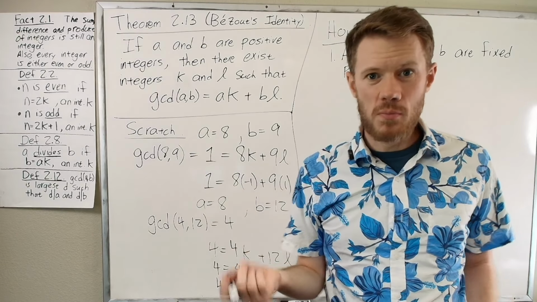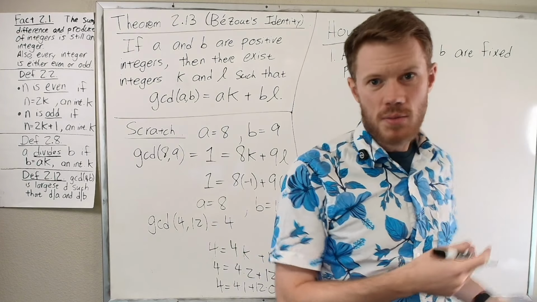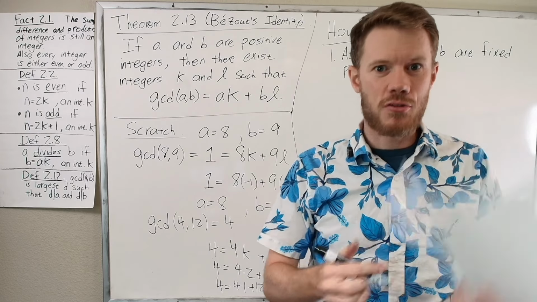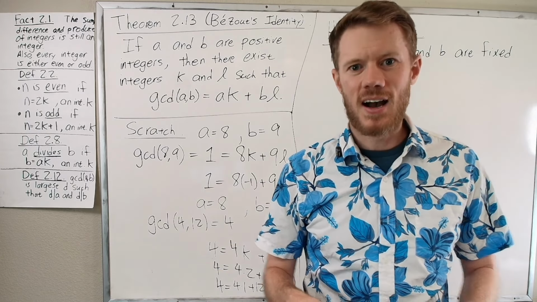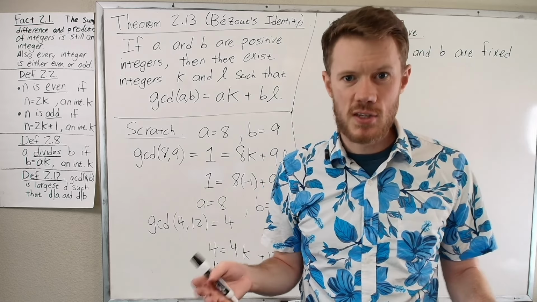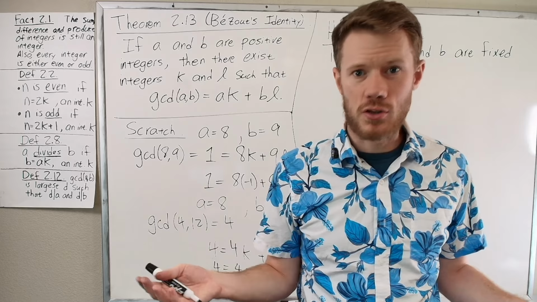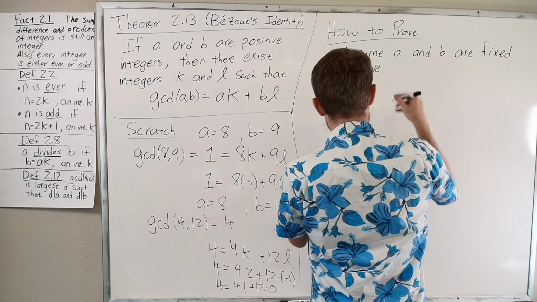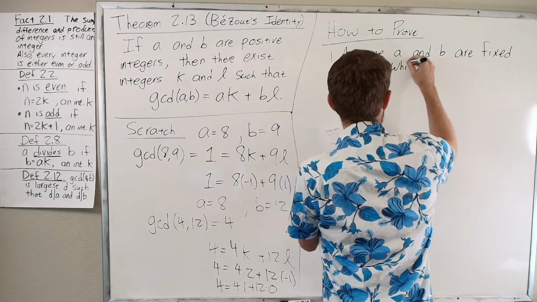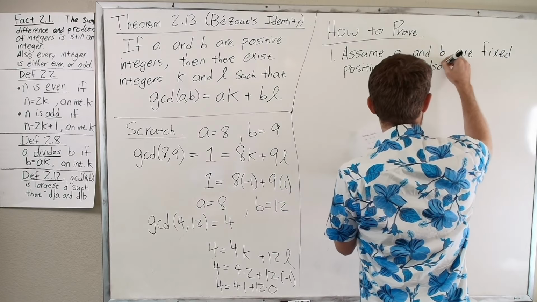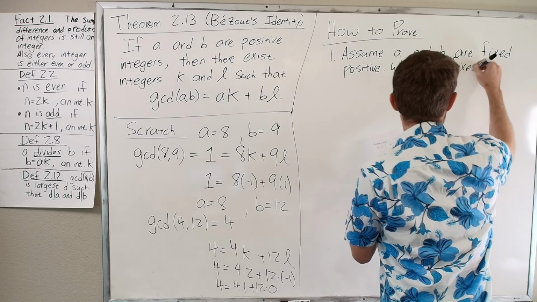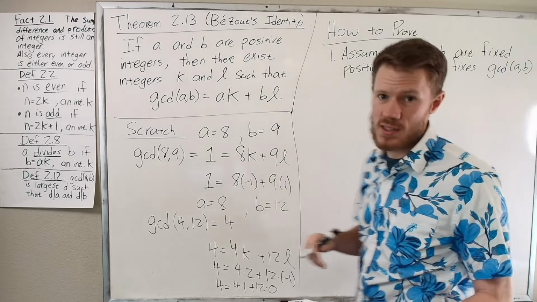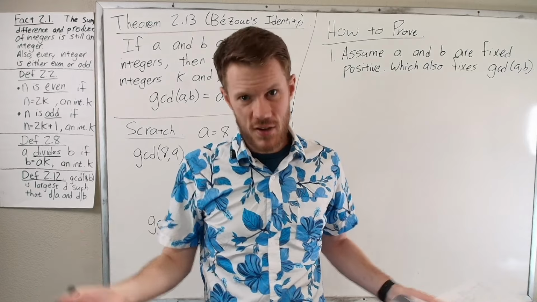So no matter which two positive integers you want, the proof is going to go through. I'm not assuming they are fixed positive integers and they are 3 and 7. No, I'm not going to do that. Any two positive integers the proof is going to apply to because they're totally arbitrary. But they are fixed. So assume A and B are fixed positive integers, which also fixes their GCD. So since they're fixed, the GCD of A and B is also fixed. We don't know what it is, but it's fixed.